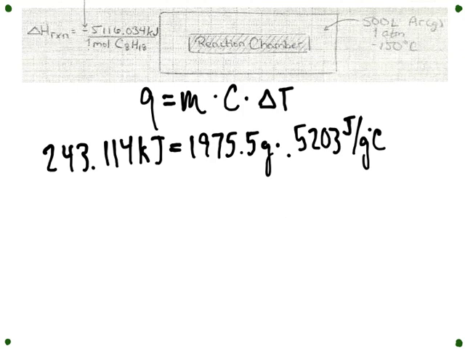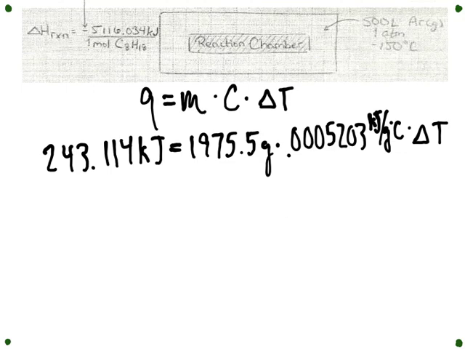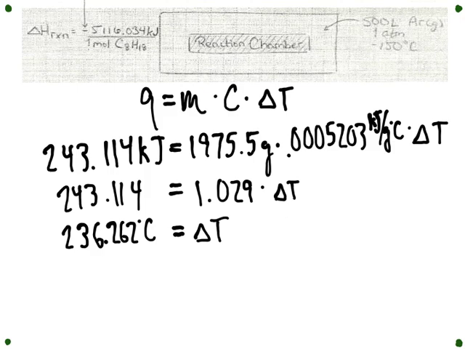Since our heat is in kilojoules and our specific heat is in joules, we'll convert this to kilojoules per gram degrees Celsius by dividing by 1,000, leaving us with 0.000523 kilojoules as our specific heat of argon. Finally, we leave delta T blank because that's what we're looking for, our change in temperature. If you multiply this out and then divide to isolate our variable, you should end up with 236.262 degrees Celsius, the change of temperature of our argon.